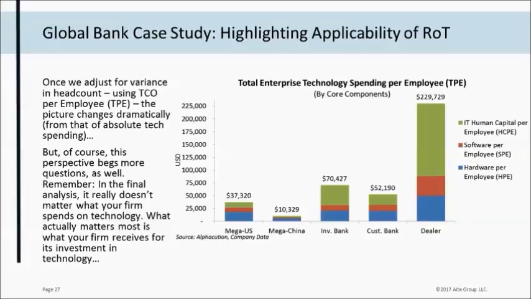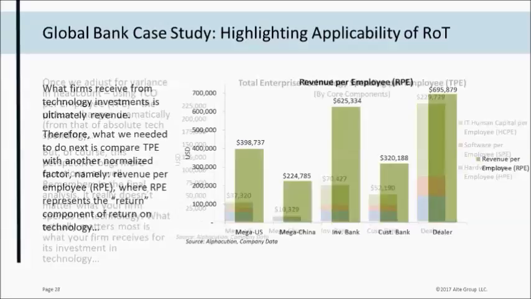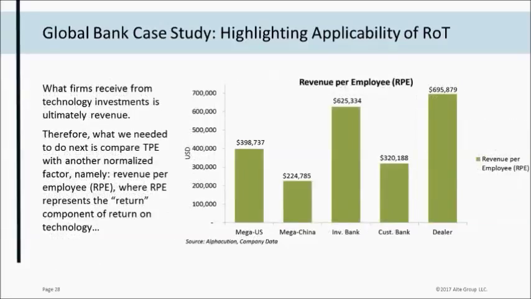In the final analysis, it really doesn't matter what your firm spends on technology, and this, I think, is really the statement that Drew sang in, when we really started to talk about where we could help one another. What actually matters most is what your firm receives from its investment in technology. So that got us to the point where we needed another side of the bookends. We needed another side of the spread.